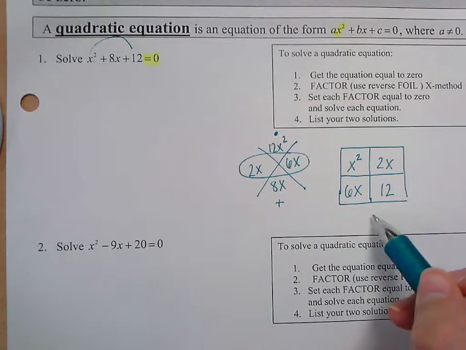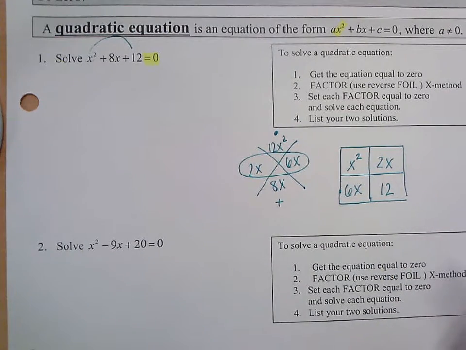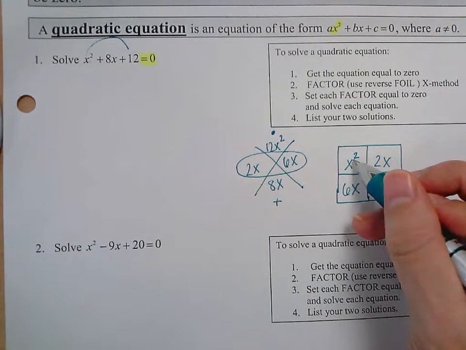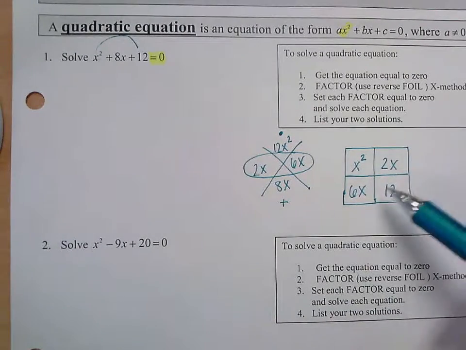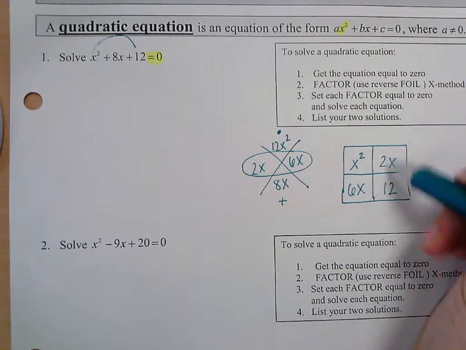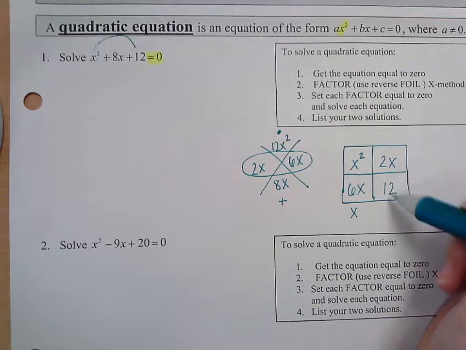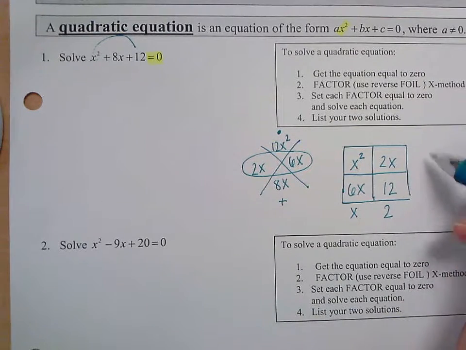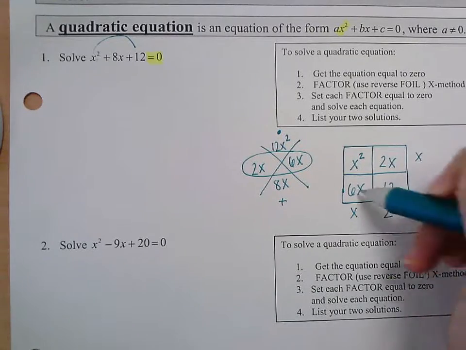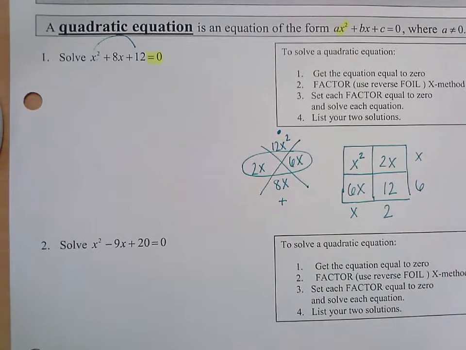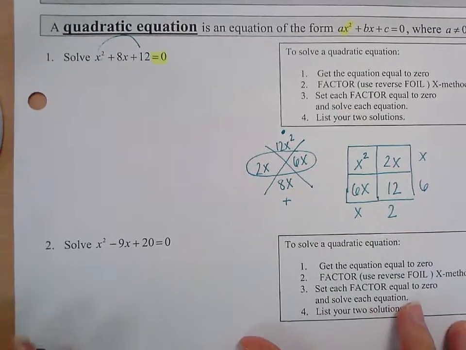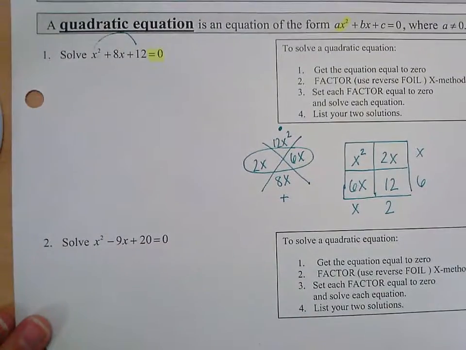On this, well, okay, he might have, because you could have these switched. So if I go down my columns, I would have x and 2. And then on the other one, what would you have? Yep, x and 6. All right, so then what is the factored form?